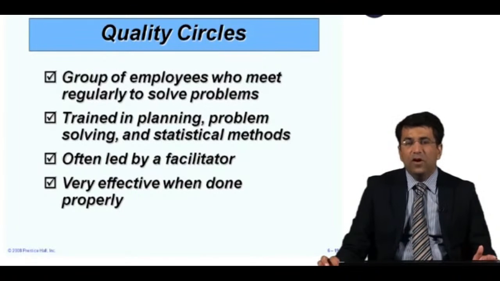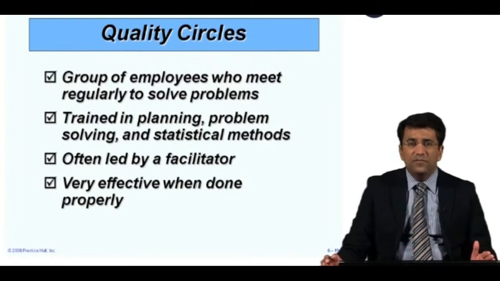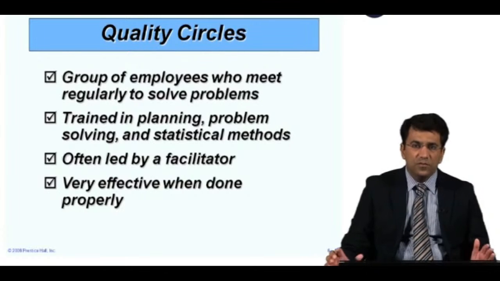The next important concept is quality circles. A quality circle is a group of employees who meet regularly to solve problems. This concept is also related to the empowerment concept we have just discussed. In quality circles, the top management of the organization gives empowerment to a group of people within the organization to maintain the quality of their products and services. Their main responsibility is to maintain the quality of their products and services.